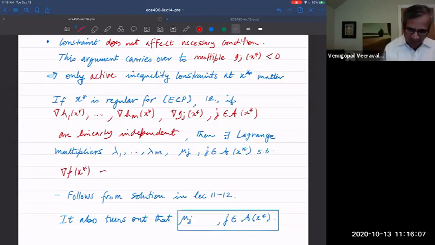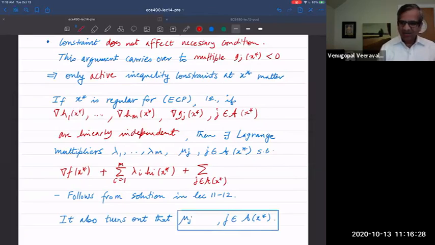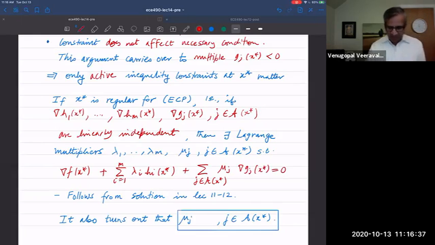of f at x star, plus the sum from i equal to 1 to m of lambda i times the gradient of hi at x star, and then I'll look at the equality constraints corresponding to the active inequality constraints, which are j belonging to the active set, plus the sum of mu j times the gradient of gj at x star, equal to zero. This really follows from the solution that we gave in lectures 11 and 12.